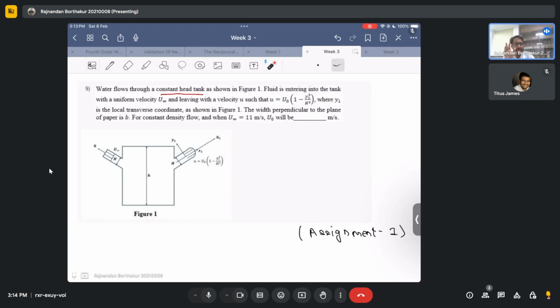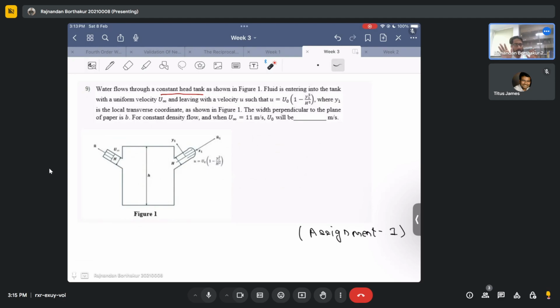As I said, this is a more realistic representation of the velocity, because this particular velocity satisfies what is known as the no slip boundary condition on this and this. I hope this is clear up to this point. So there is an inflow with constant velocity u infinity, but the outflow velocity profile is parabolic in nature. The height of the tank is constant.